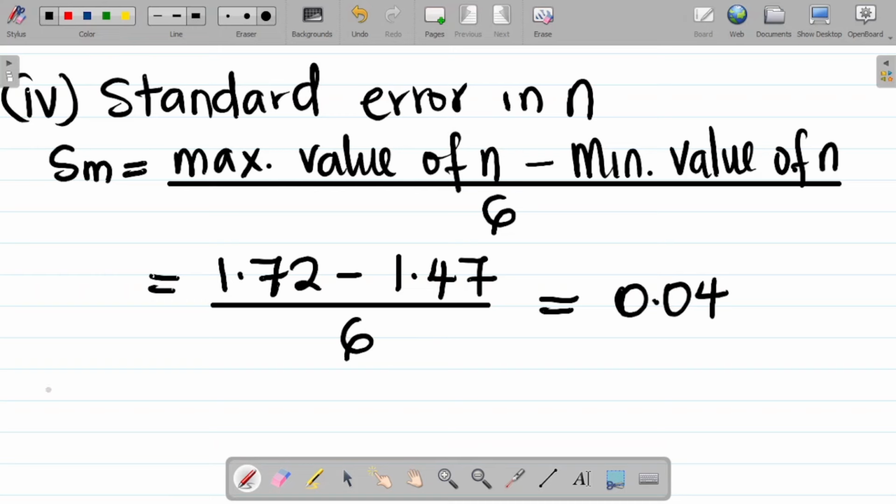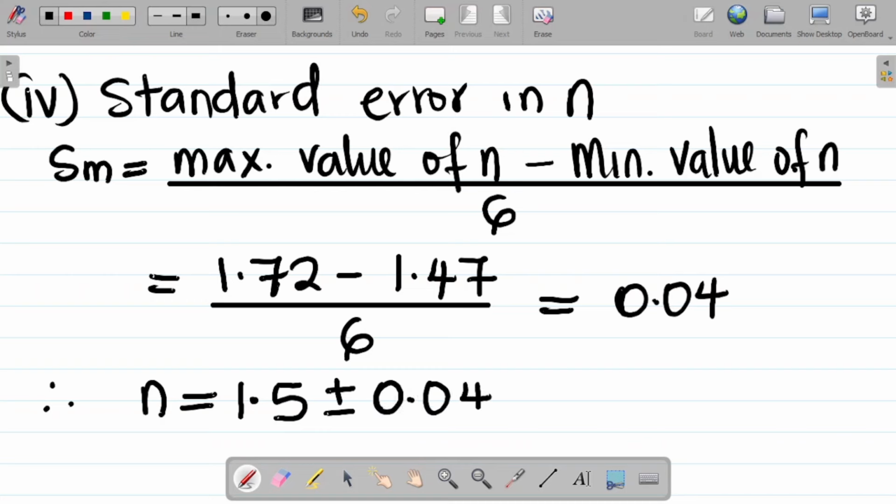So in essence, we can say that the standard error in N is equal to, now we know that N means refractive index, right? And the refractive index for glass is a constant whose value is 1.5. So 1.5 plus or minus, you now bring back your value of the standard error, which is 0.04. Then in brackets, limits SE. Now limit SE simply means limit standard error. All right, guys, so this is how you answer the physics practical manual questions.